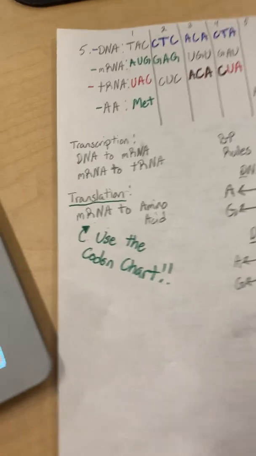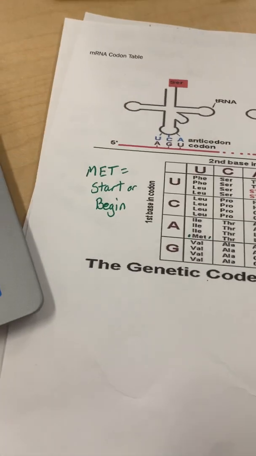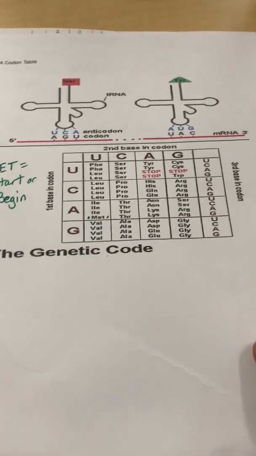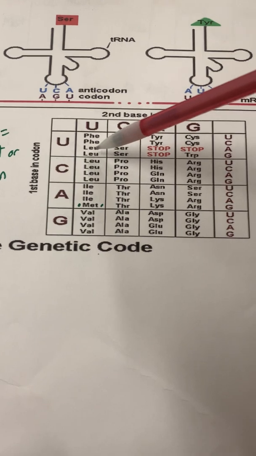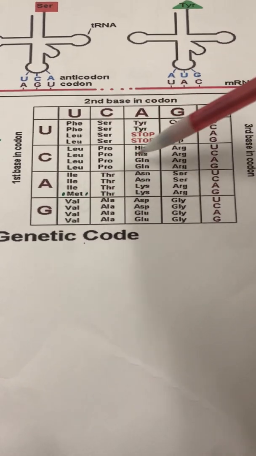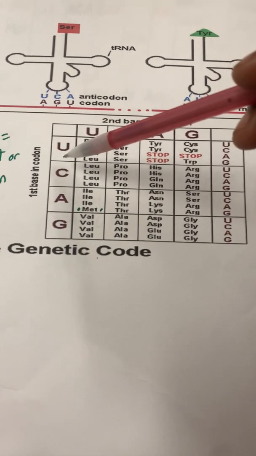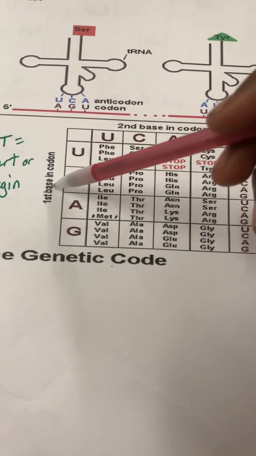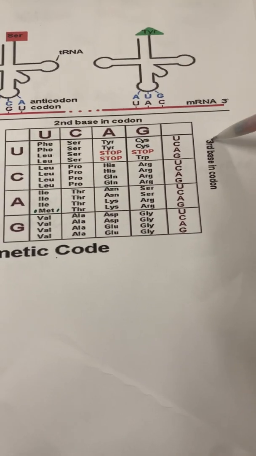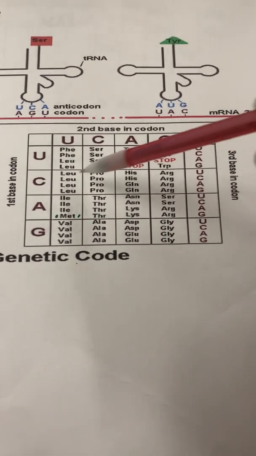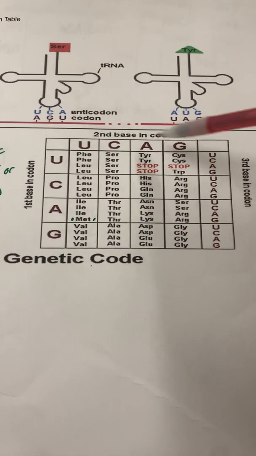First, let's look at how to read a codon chart. Here's the codon chart that I gave you. As you can see, it is separated into 12 boxes in the middle. On the edges of the boxes you see first base in the codon, second base in the codon, and then third base in the codon. Each of these sides is going to correlate to your messenger RNA.